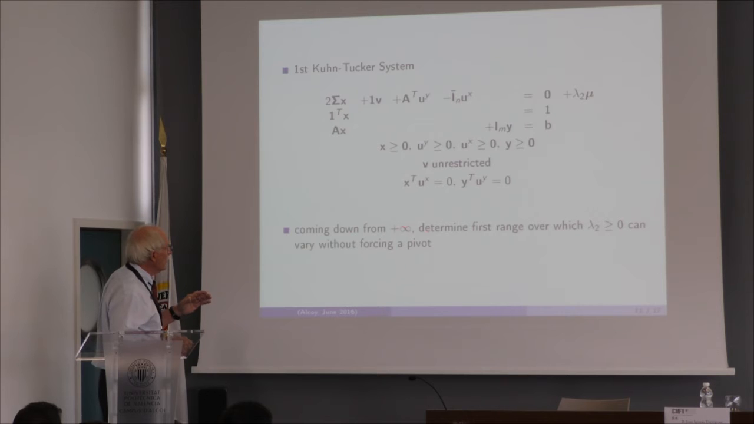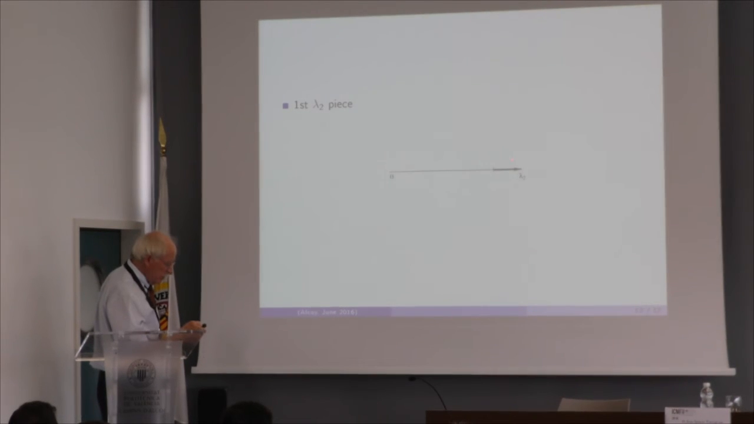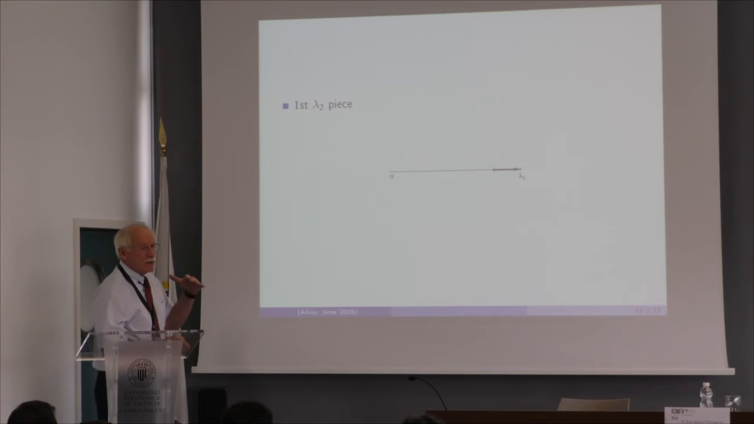Okay? So coming down from plus infinity, determine the range over which lambda 2 can vary without having the system go infeasible. In other words, without forcing a pivot. And so what it is, I've got to decompose lambda 2 from 0 to plus infinity. Well, I've just now gotten the first segment here. See, this is my first lambda 2 piece. Then I'm going to work on getting the next segment. Then I'll work on getting the next segment. When I get down here, I'm done. I have the old non-dominated frontier. But it's a repetitive process here. So I'll just do it one more time.